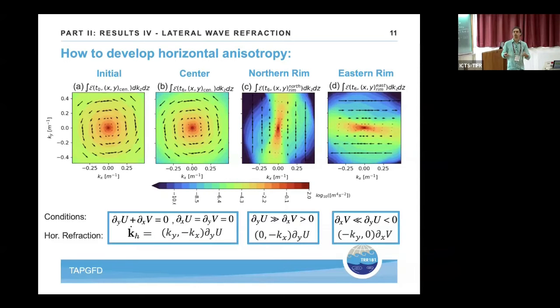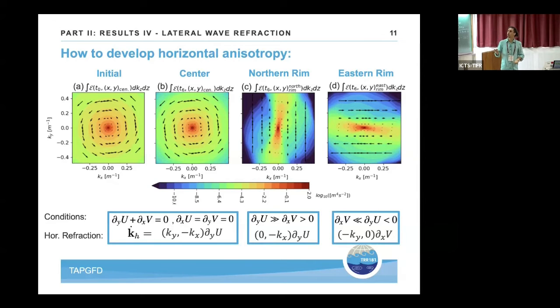So this is Kx and Ky. Now, after 6 days of simulations, we get at the center the picture here in B, and at the northern rim this, and eastern rim this. So we see that at the eddy center, the horizontal refraction shown here by these arrows, which is described by this equation, describes a perfect circle. Therefore, the energies are refracted in a circular motion. Therefore, the initial isotropy in the spectrum is not lost throughout the simulation.